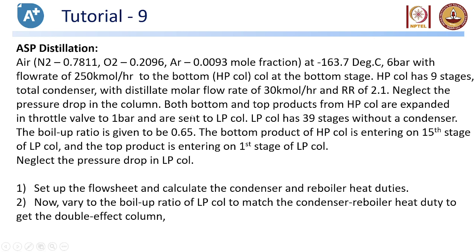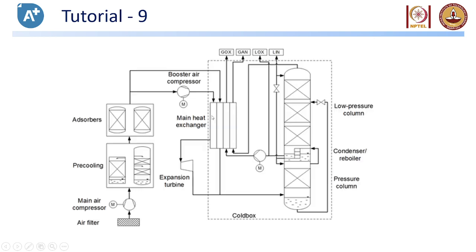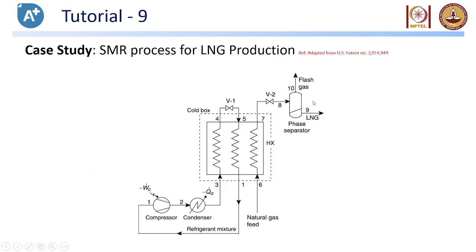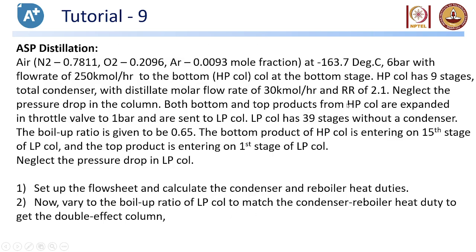Now both the bottom product and the top product of the HP column are expanded in a throttle valve to 1 bar and sent to the LP column. You see, the bottom product is just expanded through a valve and sent to this column. Similarly, this is also expanded. There's no throttle valve over here; probably they forgot to put it. It is expanded and then sent to the top column.